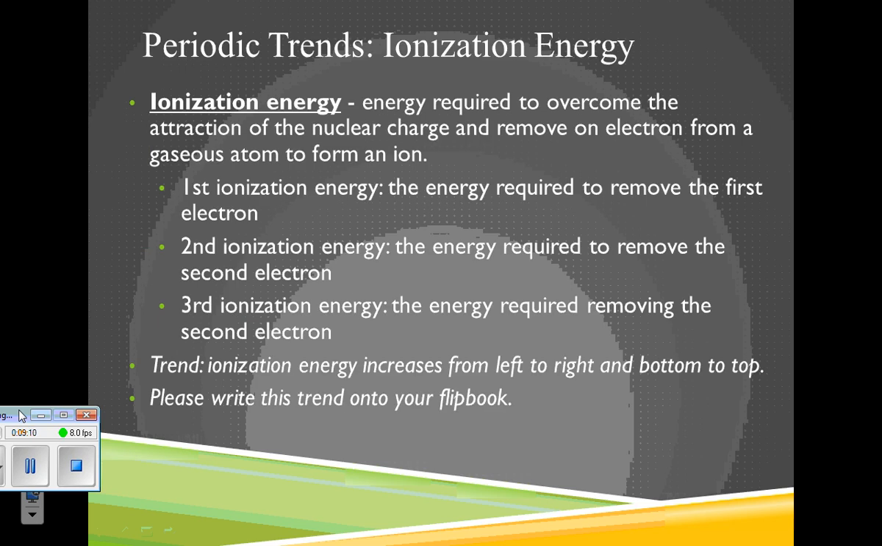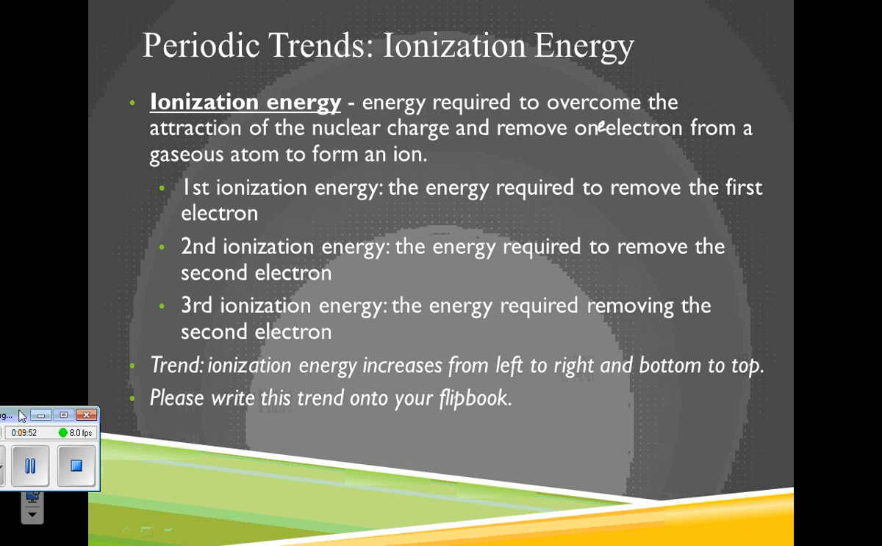Periodic trend for ionization energy. Well, the definition of ionization energy is that it's the energy required to overcome the attraction of the nuclear charge and remove one electron from a gaseous atom to form an ion. So ionization is pulling one electron away from any atom. The first ionization would be to pull the first electron away. The second ionization would be to pull a second electron away. And third, pull a third one away.